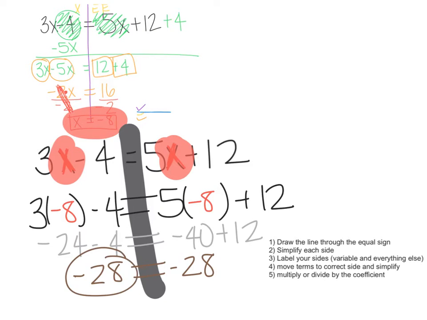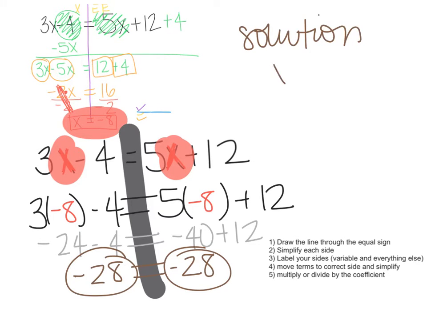So since my left side and my right side were in fact equal, then my equation is true, so my solution is x equals negative 8.